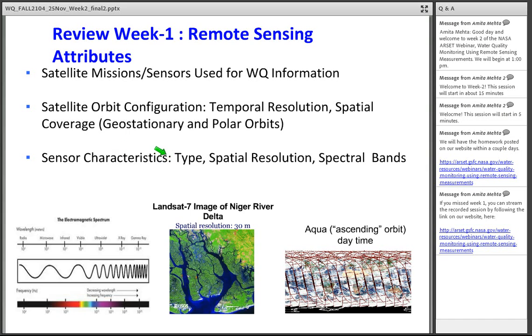So, the type of sensors, active or passive, the spatial resolution, and the number of sensors with different resolutions that are available. And we talked about spectral bands of measurements. As shown here, this is the electromagnetic spectrum, and in which wavelength and how many bands there are. That also provides information about water quality parameters. And this shows just a figure of orbits from the Aqua satellite. So we talked about these features last week.